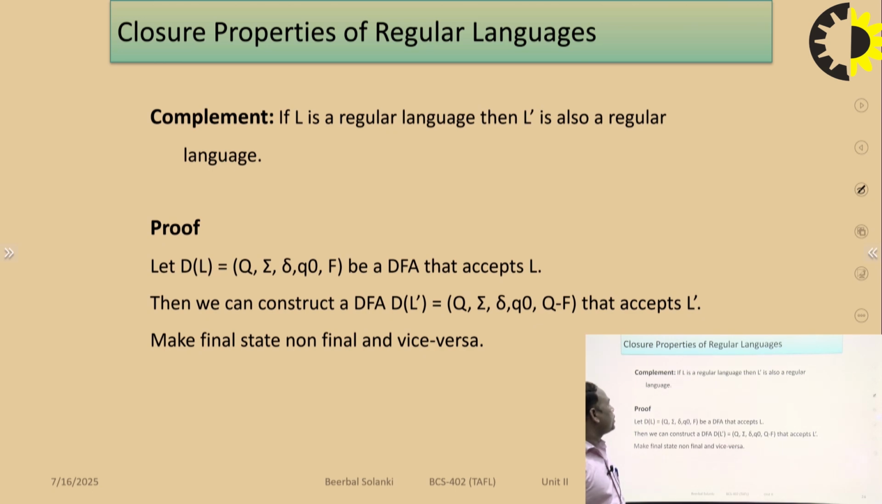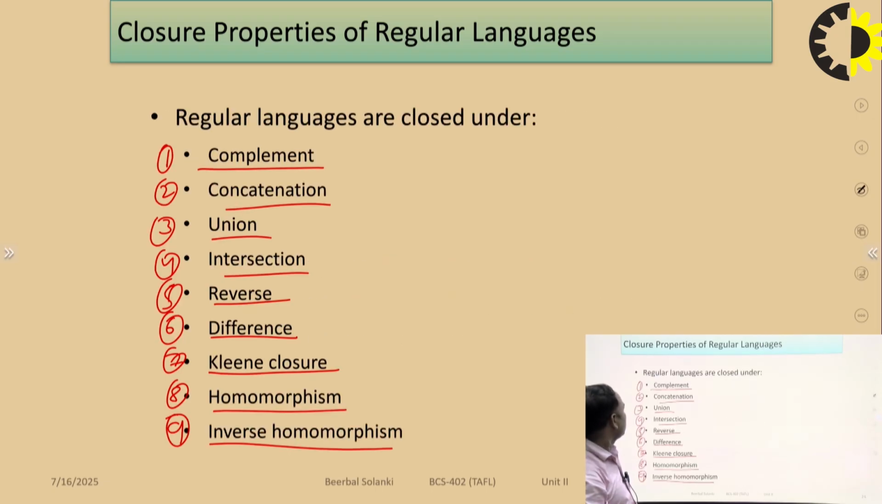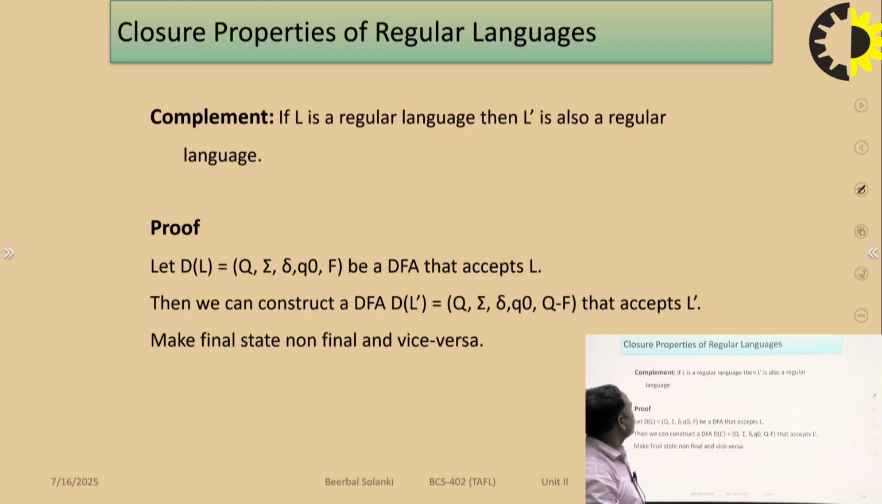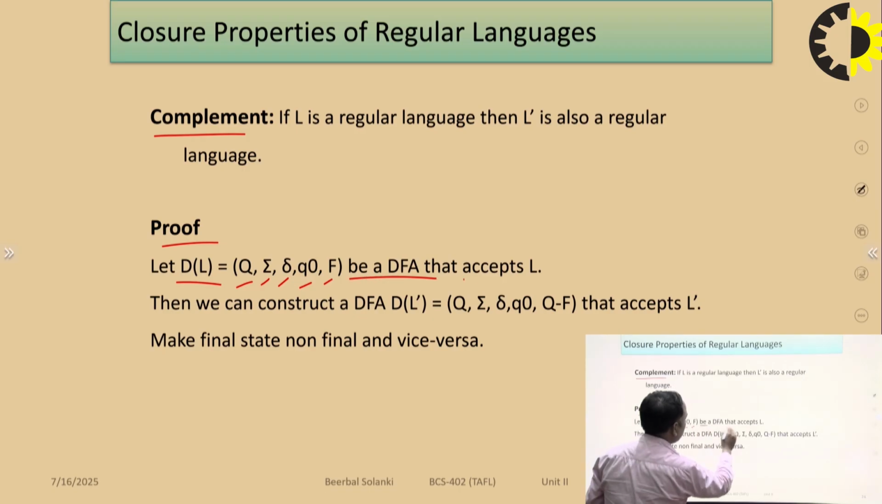The complement: if L is a regular language, then L complement. First we describe the complement. If L is a regular language, then L dash is also a regular language. Here is the proof: a DFA with Q the set of states, input alphabet, transition, Q naught, and F the final state that accepts the L.